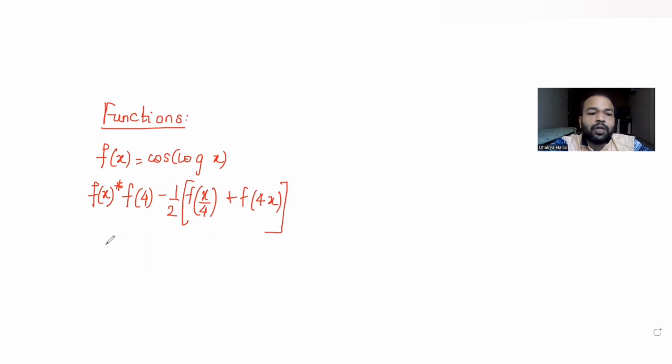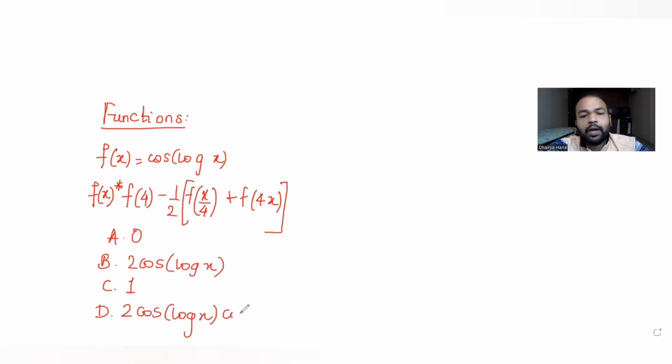Now, one more thing that we have been given with is the four options A, B, C, and D, where A is 0, B is given to us as 2 cos of log x, C is given to us as 1, and D is given to us as 2 cos of log x and cos of log 4. So we have to find out which one of the four options that are given to us is correct.